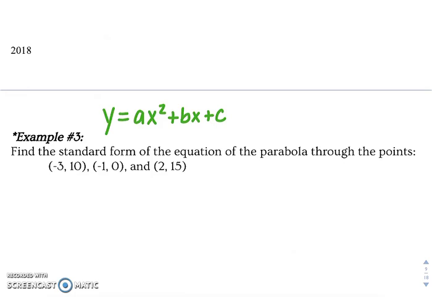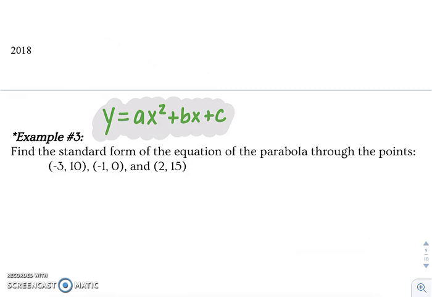So for example 3, we're going to find the standard form of the equation of a parabola. So a parabola is a quadratic. So I actually wrote what that equation looks like on the top here. But we're going to find an equation for a parabola that goes through those 3 points.